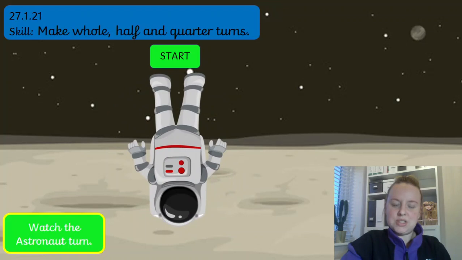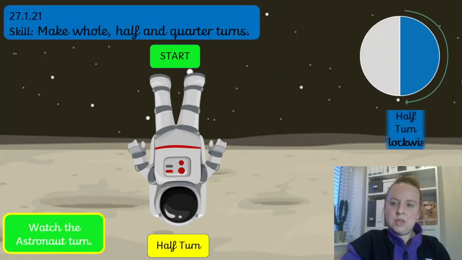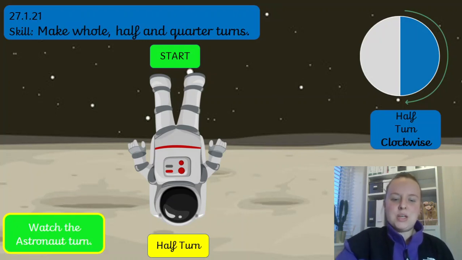Oh, he's upside down. Now have a look at the diagram. So our astronaut, he went clockwise again, and this time he ended up turning even further, and he ended up upside down in a straight line, but upside down. That means he turned a half turn clockwise. Can you see that half of the circle is shaded in? That means it was a half turn.